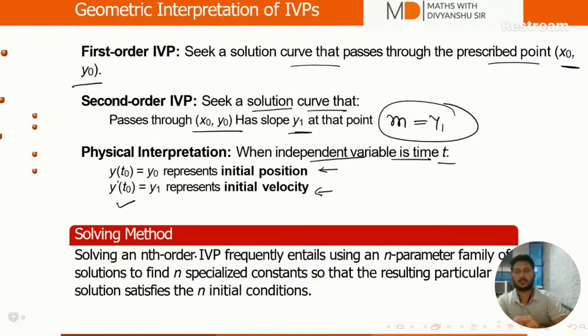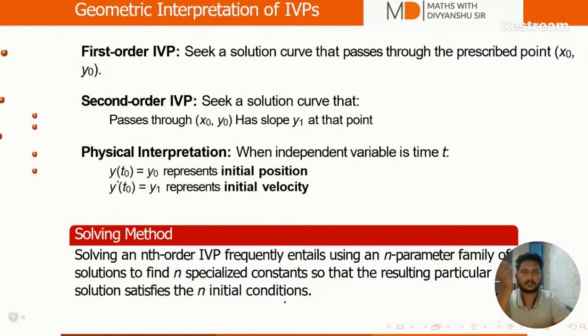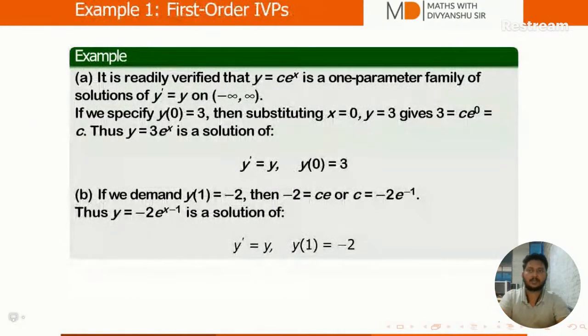So this is the solving method: to solve an nth order initial value problem, we frequently use an n parameter family of solutions to find n specialized constants. The resulting solution satisfies the initial conditions. Now come to the example part, which is really good to look at, and hopefully you understand the graph the correct way.